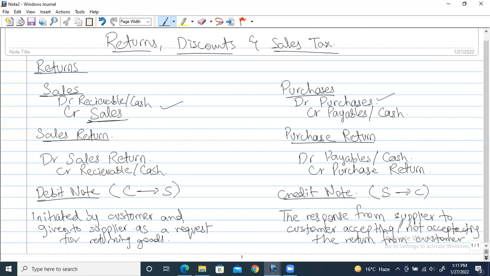Mostly they come in the exam as well. Sometimes the examiner can ask you in the MCQs. So these are debit note and credit note. All right, clear? Any confusions? Yes, clear. Okay, great.